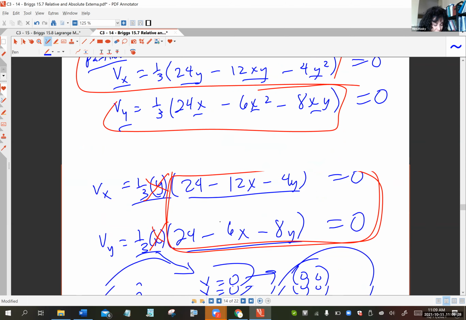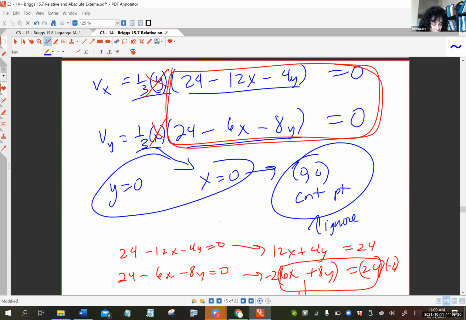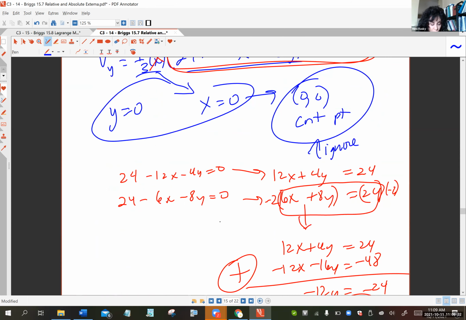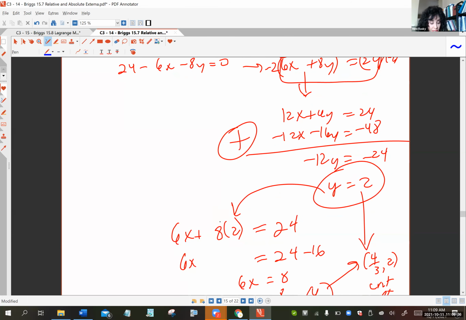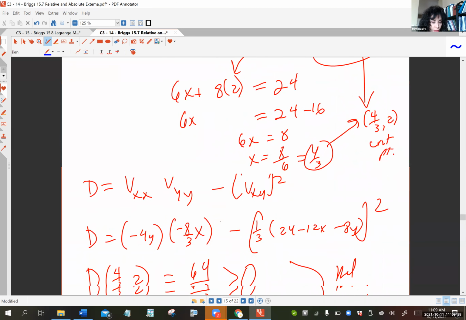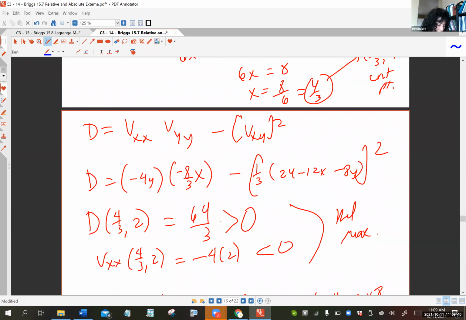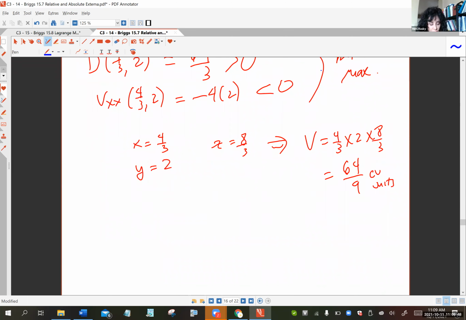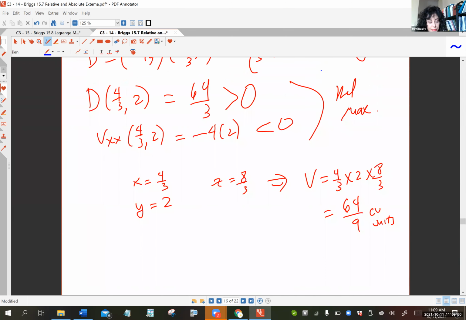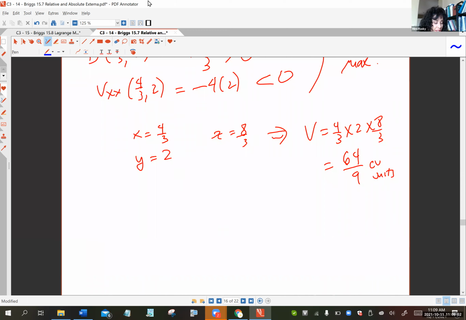Oh my goodness, and we had to do some factoring and ZPP, and then we got a critical point we ignored, and then we got a linear system, and we solved that, and we got a critical point, and then we had to do the d-test. See this d-test right here? You know, and get the second partials. And then we had to figure out we had a max. Okay. So that was last time.